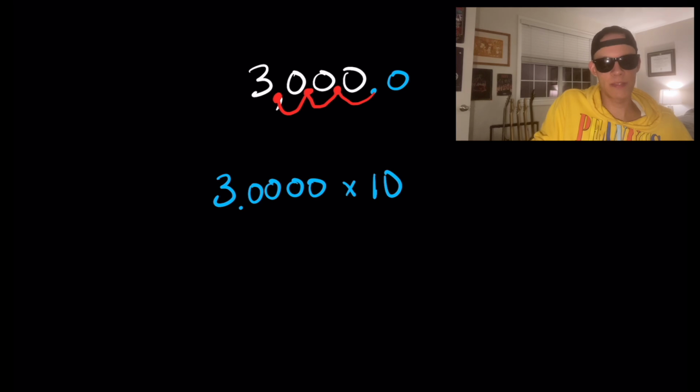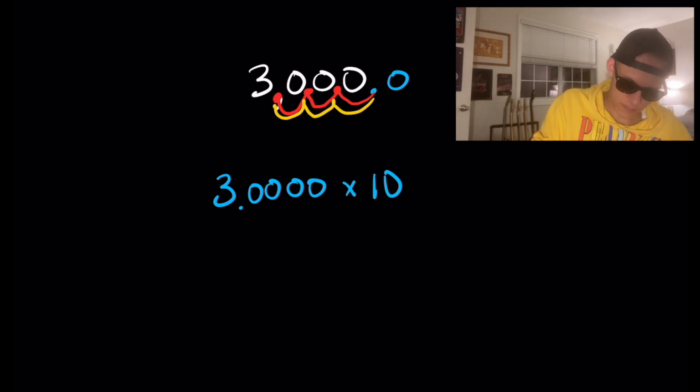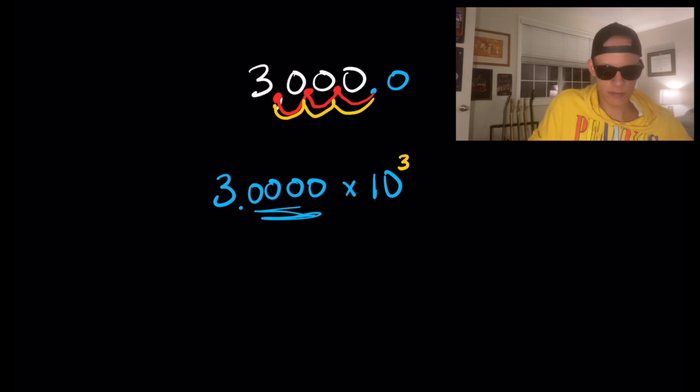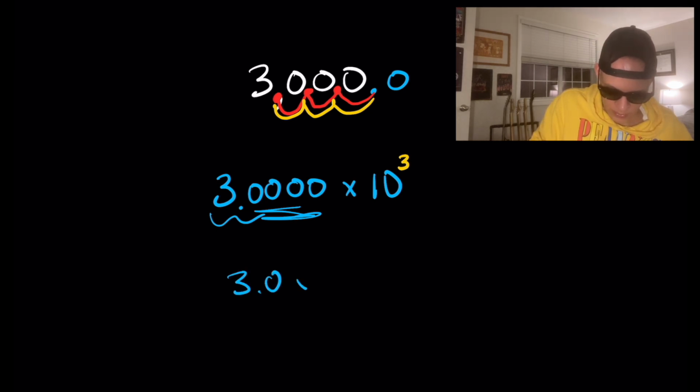What power is it going to have? Well, it's going to be the number of times we moved the decimal to the left. So if we count it up again, we went 1, 2, 3. So I'm going to have 10 to the third. And I can write this a little bit neater. I don't need all of these trailing zeros after the decimal. It's really just important to have one. So we'll have 3.0 times 10 to the third.